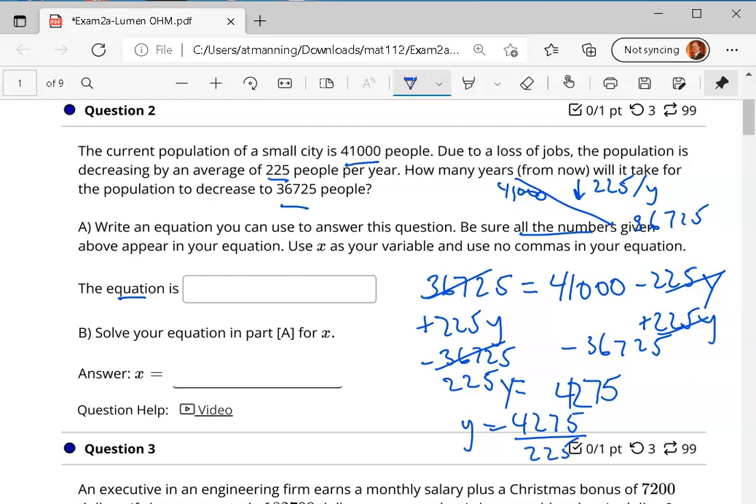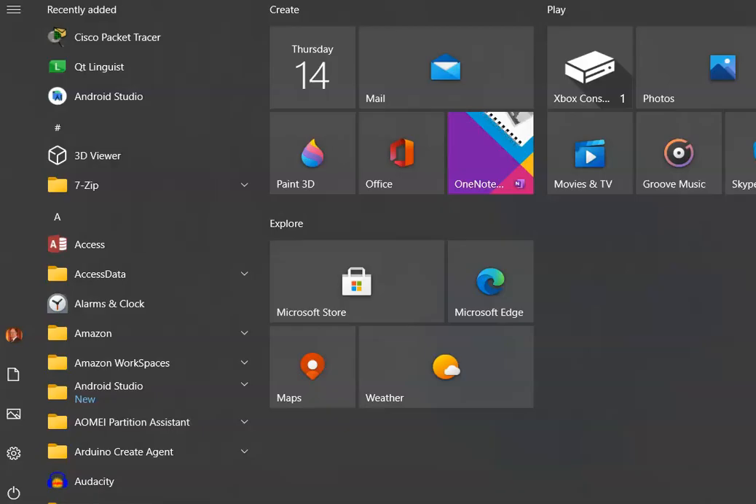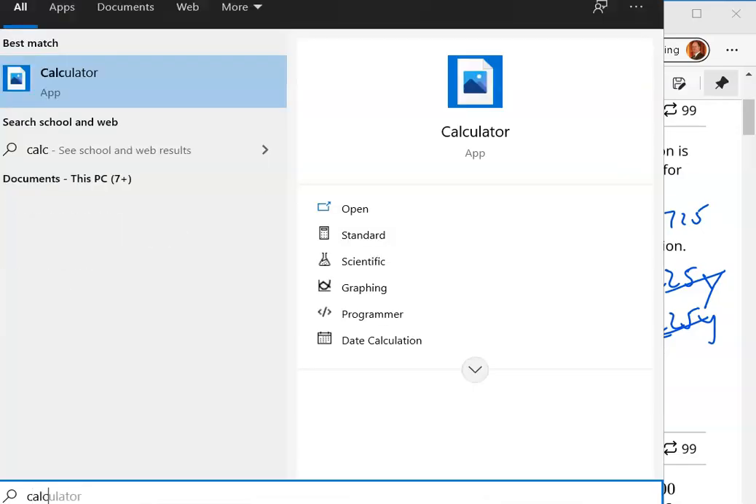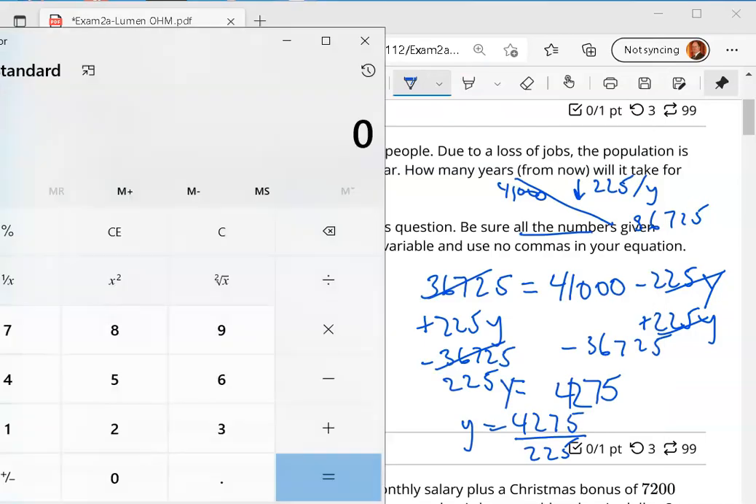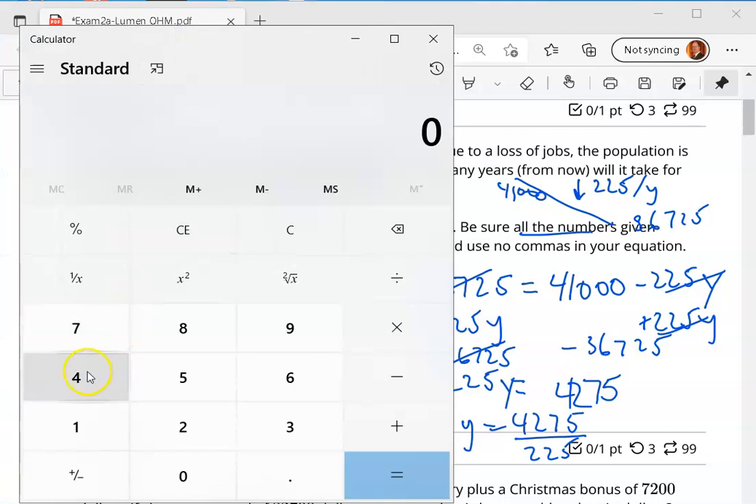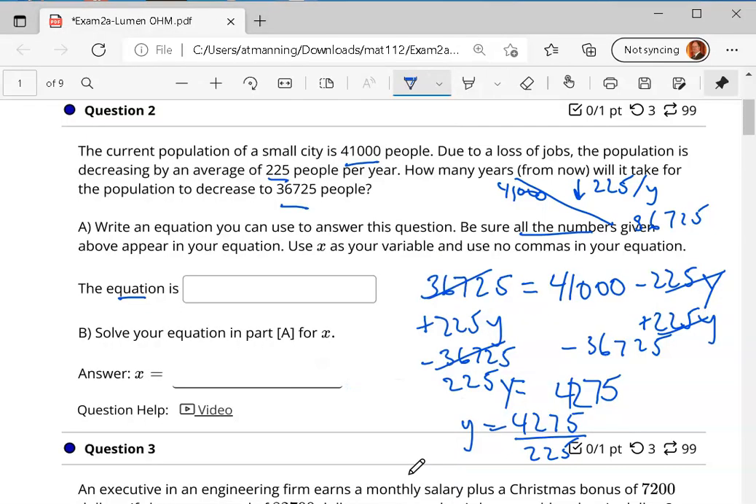All right, let's pop up our calculator. And let's see here, we get 4275 divided by 225. 19 years would be the answer. 19 years. I called it Y because I like Y being years.